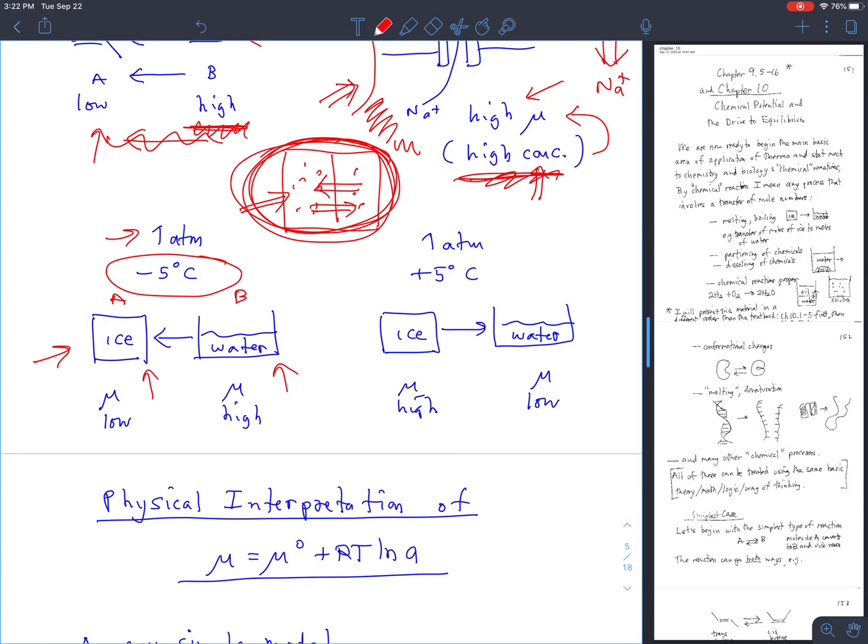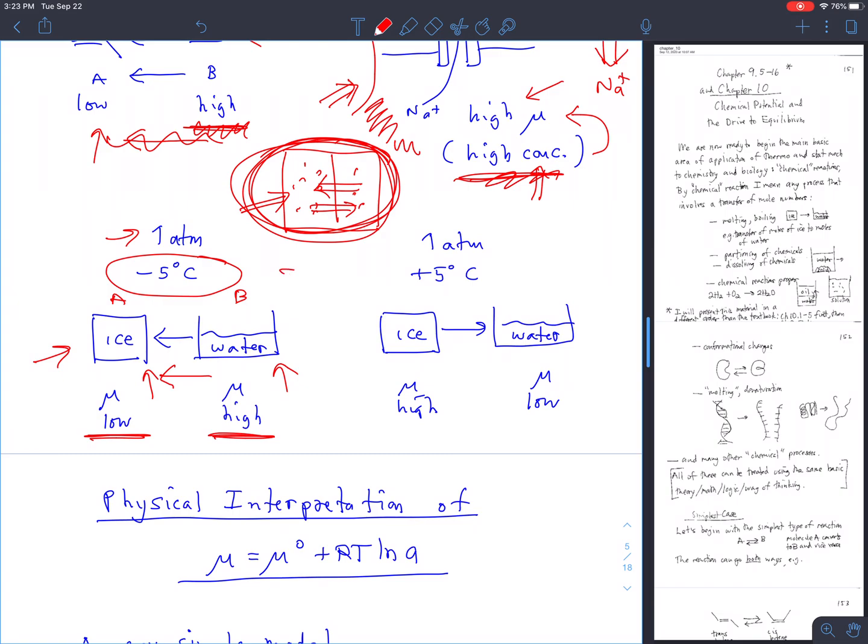The stable state is the ice state and the water is the unstable state. That means that the water is the high chemical potential state, and the ice is the low chemical potential state, so the system will freeze. Moles will transfer from the water phase to the ice phase.